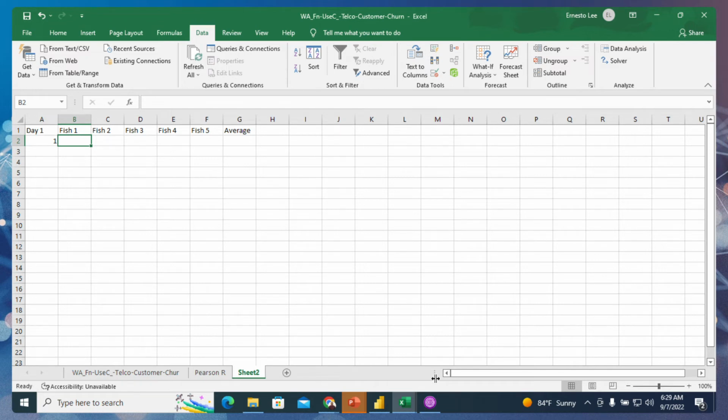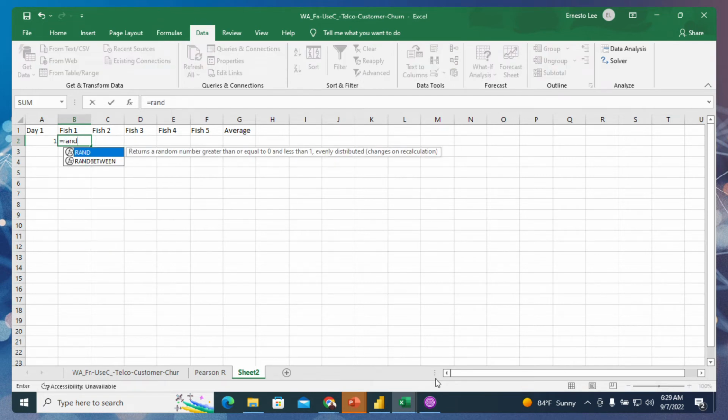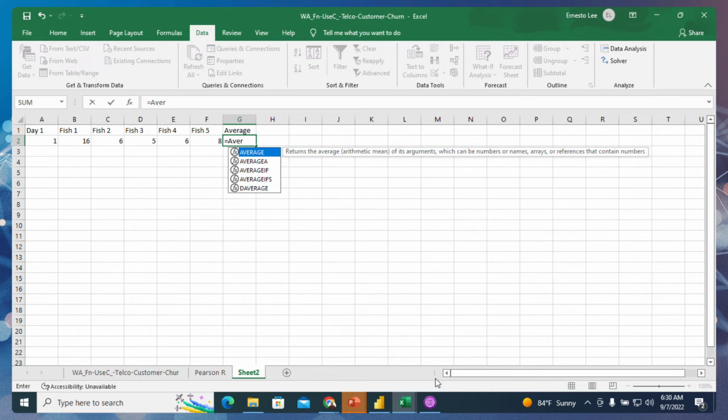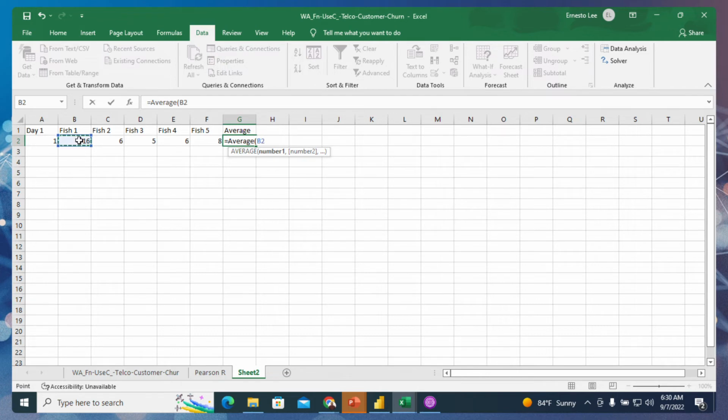And the fish are all between 1 and 20 inches. Okay, so I'm going to copy this, and I'm going to put this random equation in all fish 1, 2, 3, 4, 5. And then what I'm going to do is pull the average from these columns here, 1 through 5. Okay, let me close this out.